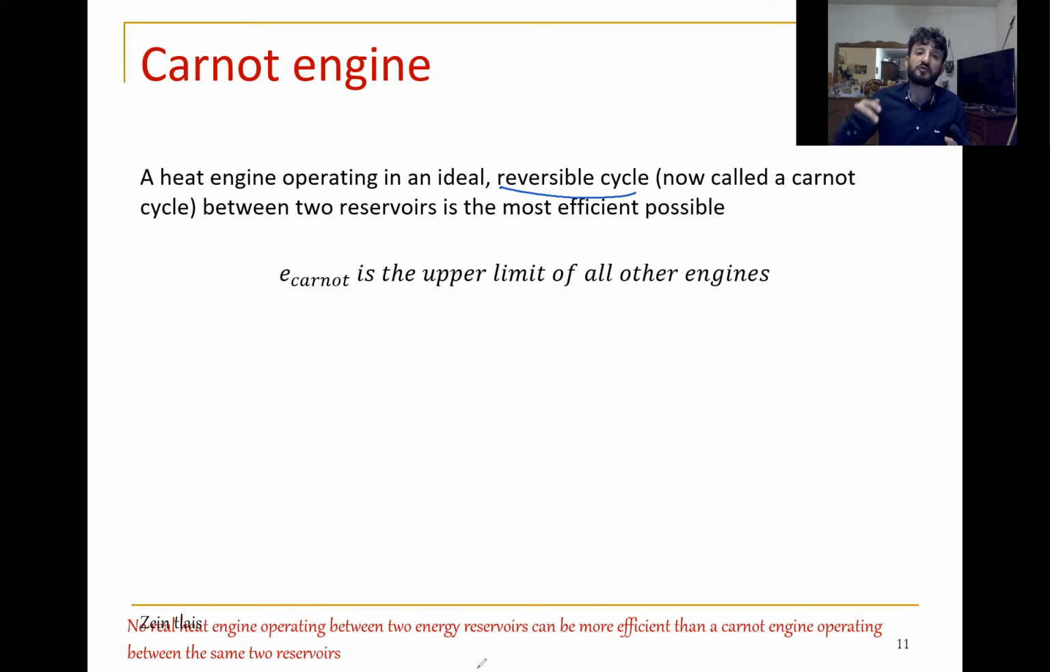It's between two reservoirs. We have T hot and T cold, like in the case of the vehicle engine. And this kind of engine is the most efficient possible. The efficiency of the Carnot cycle is the upper limit of all other engines.